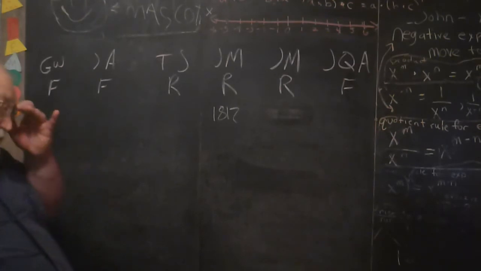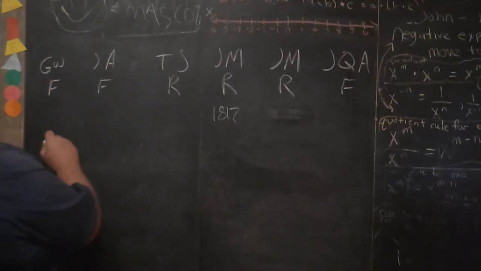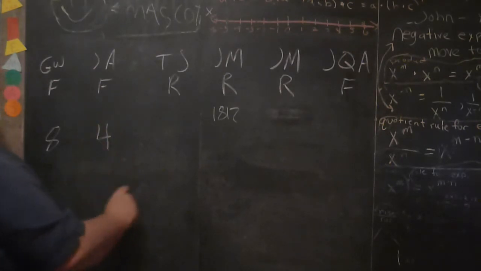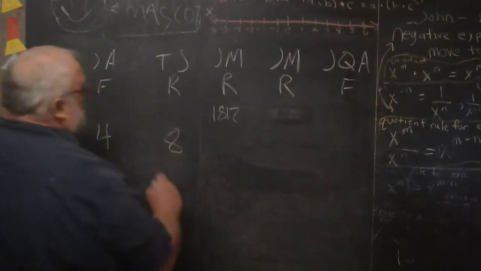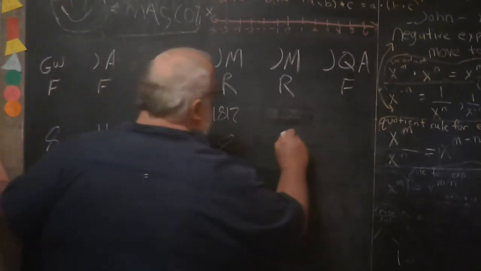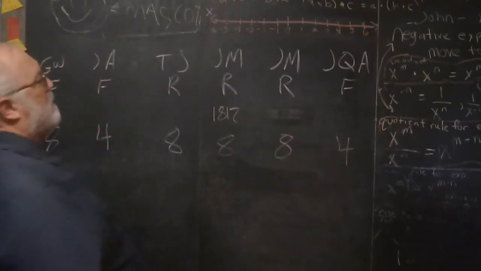A couple of other interesting things about these guys as far as their tenure in office. George Washington serves for 8 years. John Adams serves for 4 years. Thomas Jefferson serves for 8 years. Madison serves for 8 years. Monroe serves for 8 years. And John Quincy Adams serves for 4 years. Okay?